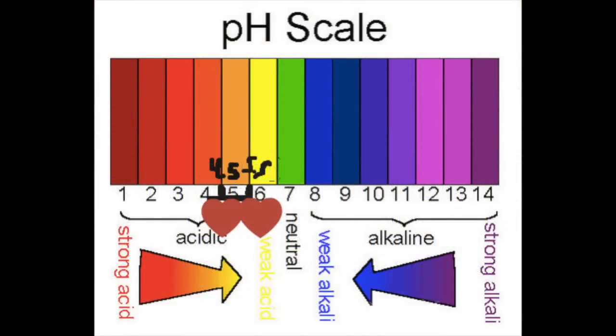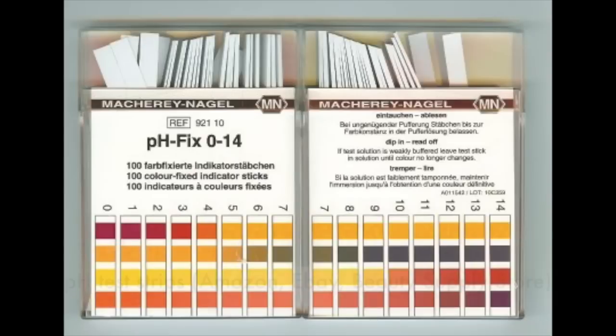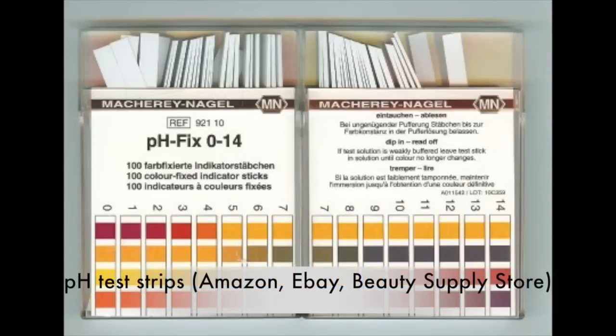Here's another example of the pH scale. You really want to buy products or make your own that have a pH of between 4 to 7. That is the safe range. Anything lower or higher will either be too acidic or too alkaline. If you would like to find out the pH of any product, all you would need to do is buy pH testing strips, and you can find these on Amazon, eBay, your beauty supply store, etc.